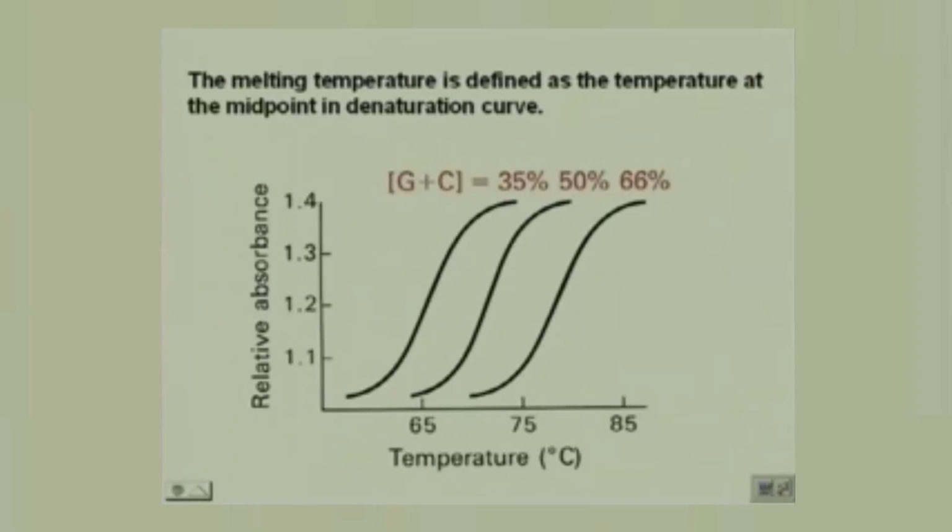Okay? So, we are going to see other factors also of DNA, but the higher the GC content, the higher the Tm. Why? Because it has to disrupt in that case 3 hydrogen bonds to separate the strands.